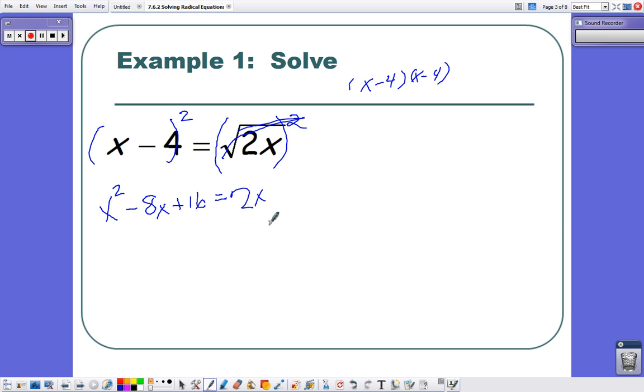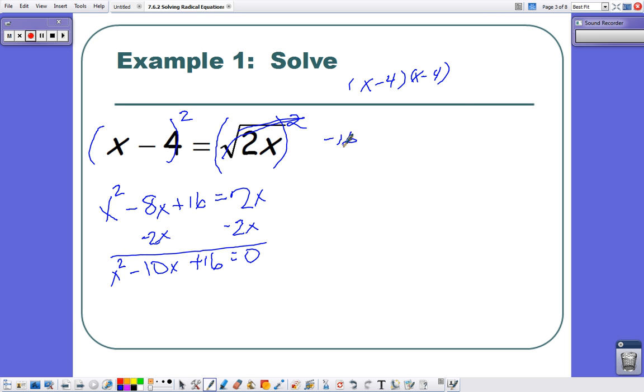Now, in order to solve a trinomial, if you'll remember, since I have an x squared term and an x, the first and best option is, can I factor it? Especially since there is a 1 in front of the x squared, a lot of times those will end up the best. So moving 2x over gives me x squared minus 10x plus 16 equals 0. Now I just need to look for factors of positive 16 that would add to negative 10.